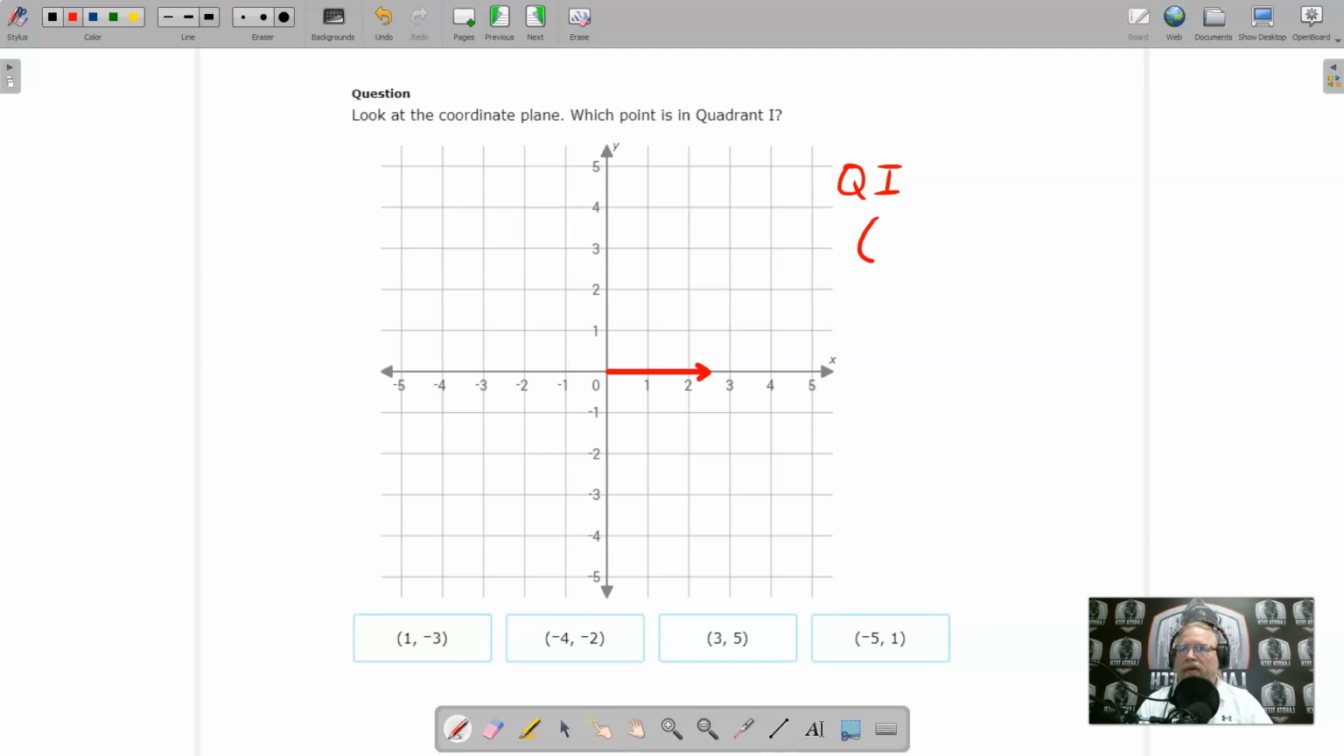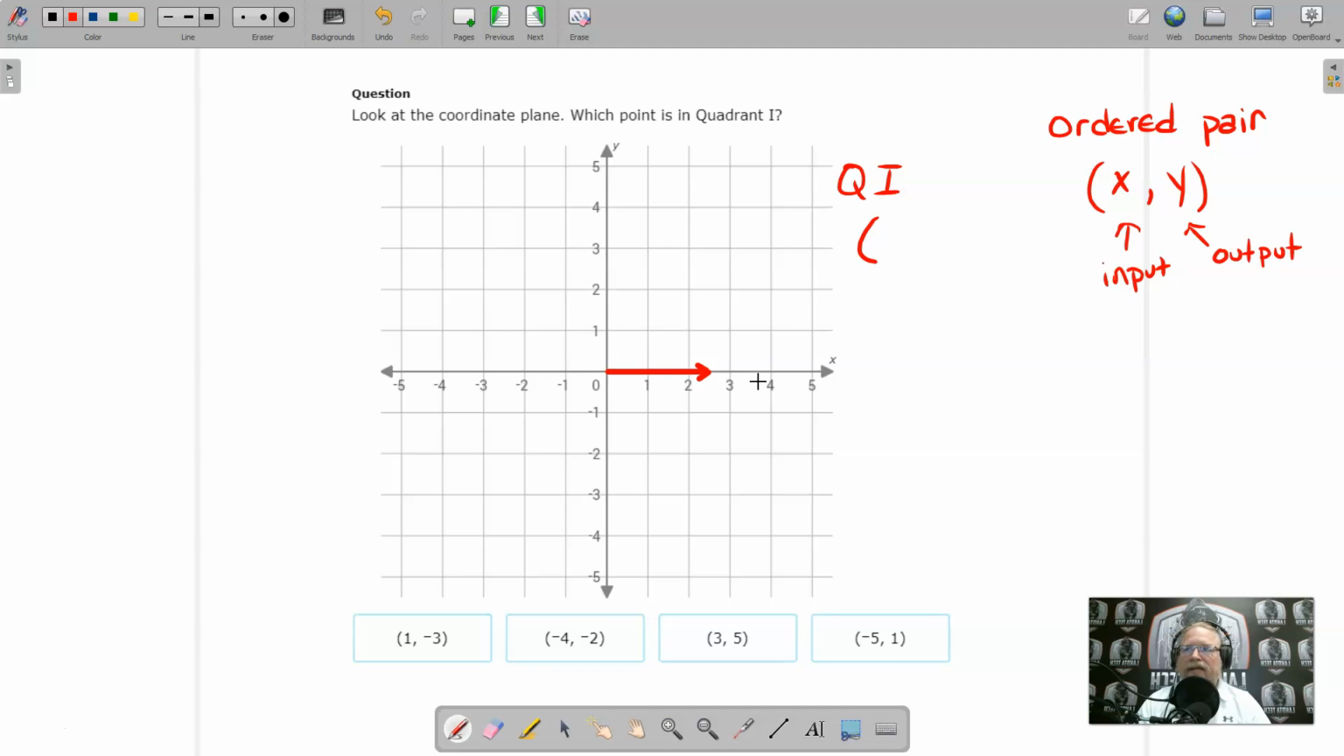So anytime we have an ordered pair, remember an ordered pair, a little bit of conversation there. Ordered pair, P-A-I-R. An ordered pair is an x value and a y value separated by a comma contained inside of parentheses, in which the x value is the input and the y value is the output.